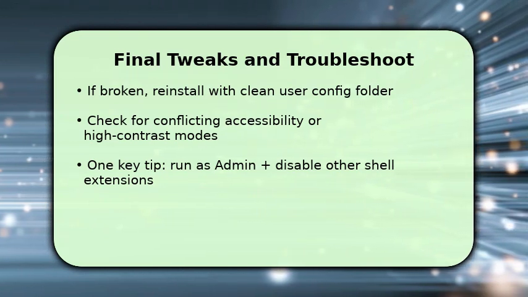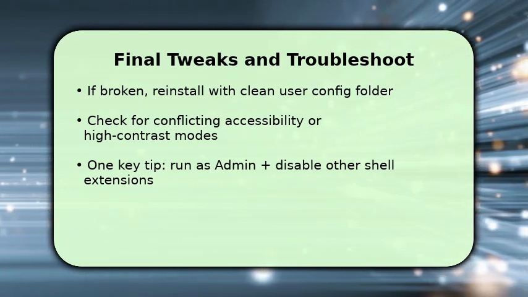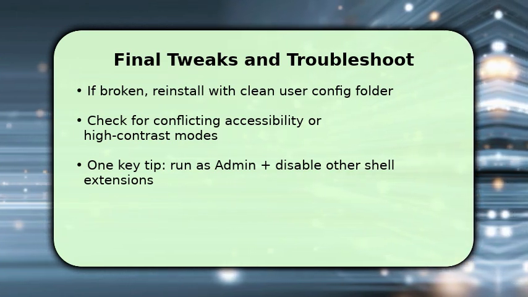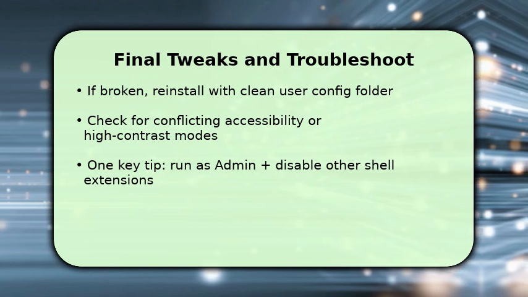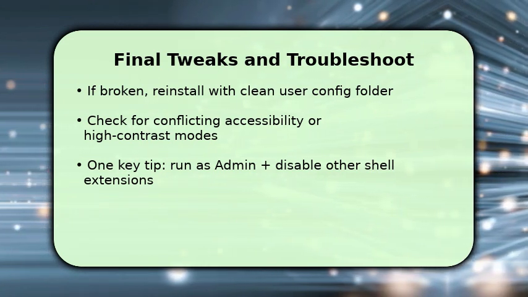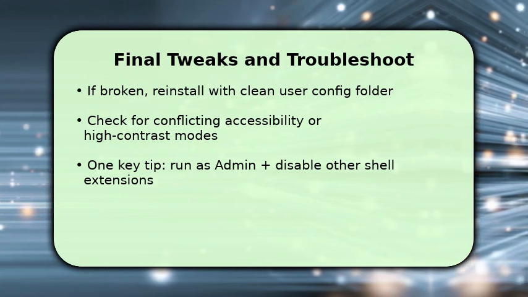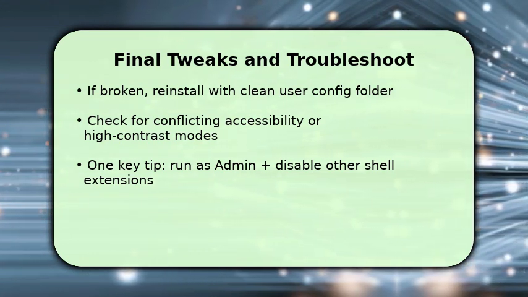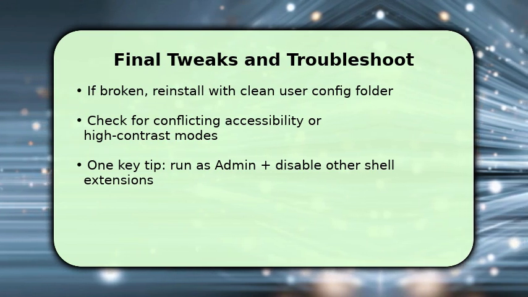If not, delete its config and app data and reinstall to clear corrupt settings. Make sure Windows accessibility options like high contrast or color filters are off because they override translucency. If problems persist, run TranslucentTB as administrator and temporarily disable other shell extensions or taskbar utilities.